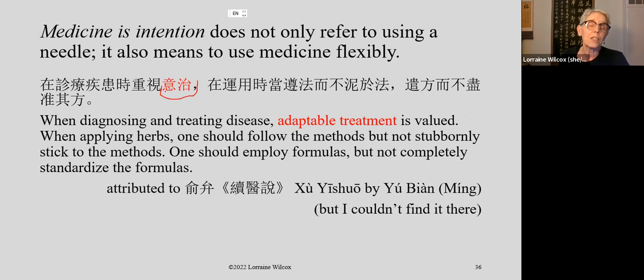But actually, if we were using the word intent, we'd say intent treatment, but that doesn't make sense here. This is a different use of this same character. He says, adaptable treatment is valued. When applying herbs, you should find the methods, but don't stubbornly stick to a particular method. You should use formulas, but not so standardized that you don't even change them. You need to be adaptable and flexible and change as the patient changes or change for the specifics of the case. And so you can see then that medicine is intent or intention changed more to medicine is flexibility or adaptability or suitability.